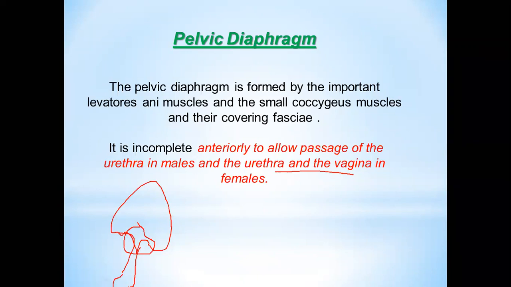And why is this deficient? Because the reason is to allow the passage of the urethra in males and females, and also the vagina in the case of females.